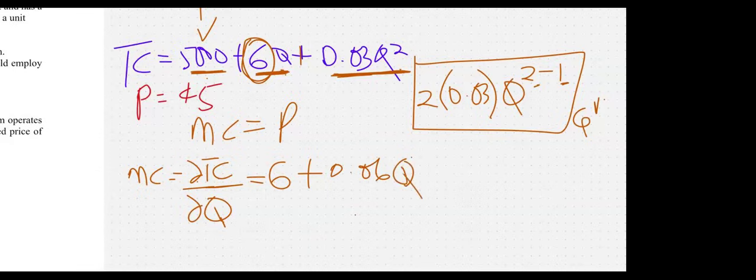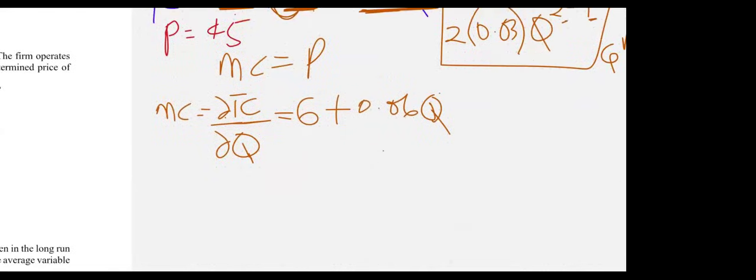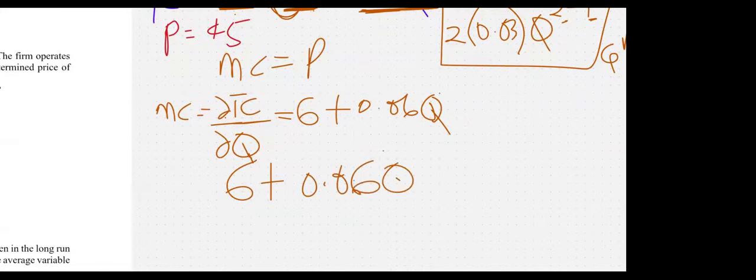That's a kill. All right, good. So from the MC equals P, right? Now what is my MC? My MC is 6 plus 0.06Q, equals, what is my P? 5, right? This is a simpler method. There's another one, it is quite long.